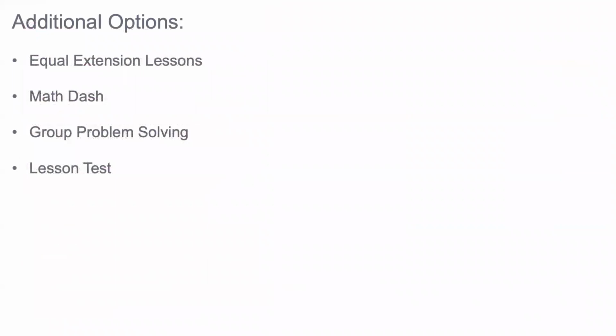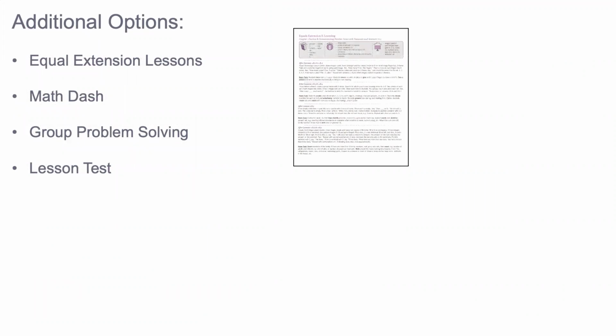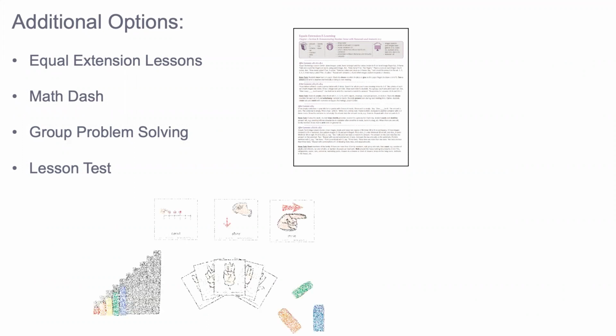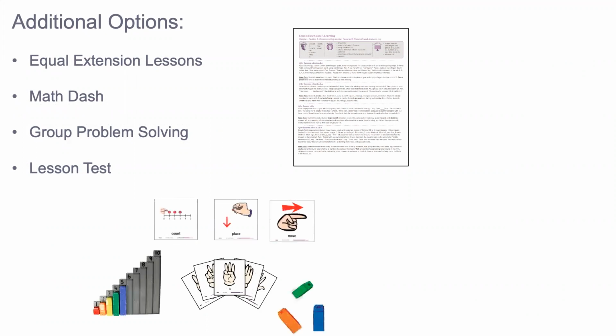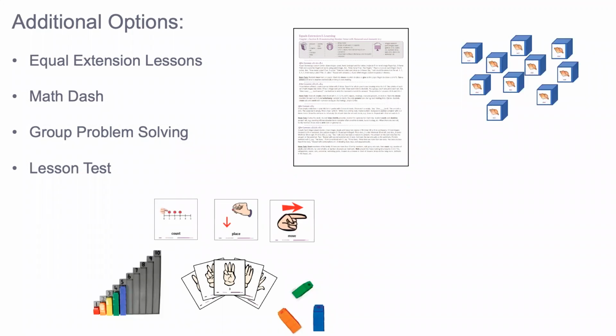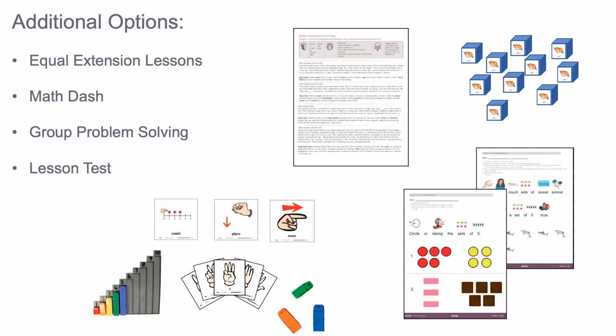In addition to the page 4 activities, there are a variety of opportunities to close out or review a lesson. The equals extension lessons, which are located within the members only content, can be used to review one or even multiple lesson objectives that have been taught. Reviewing the math dash activity from the first page of the lesson is a helpful way to review. Repeating any problem within the lesson as a group. And finally, completing lesson tests, which are also located on members only to assess student understanding.